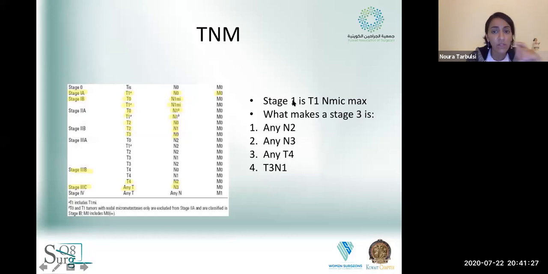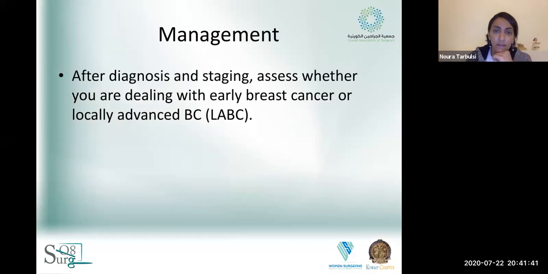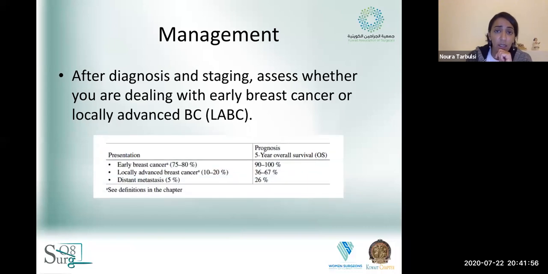So now that we know stage 1 is T1 and micro max, stage 3 is 2, 3, 4, 3, 1, then anything that comes in between will be stage 2. Stage 4 is easy, whenever there is metastasis. All right, so now that we diagnose the patient, the next question is going to be, what am I dealing with? Early breast cancer or locally advanced?